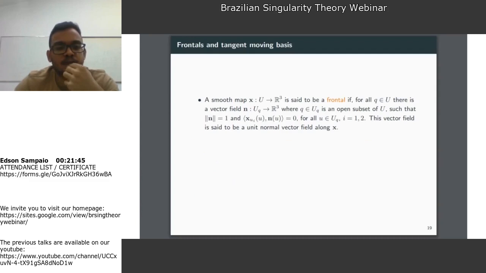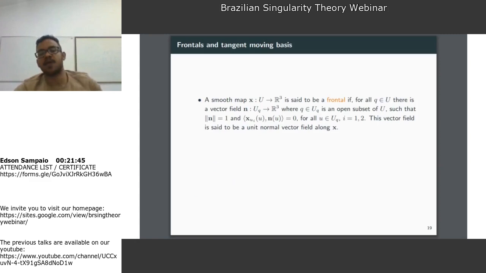A frontal is a smooth map X defined on an open subset U of R2, for which for all point Q taken in U, there is a vector field N defined in an open neighborhood of Q, such that this vector field is unitary and the partial derivatives of X are perpendicular to this vector field. We call this vector field a unit normal vector field along X.